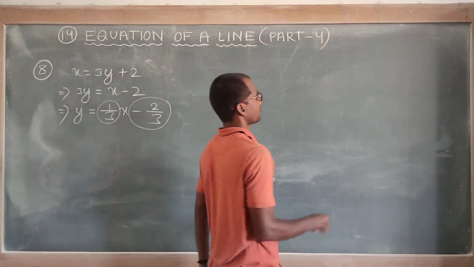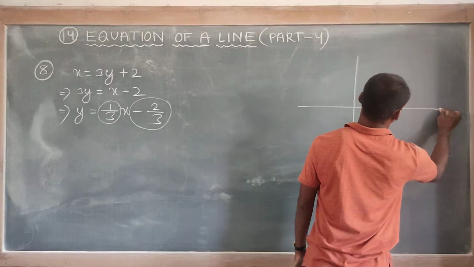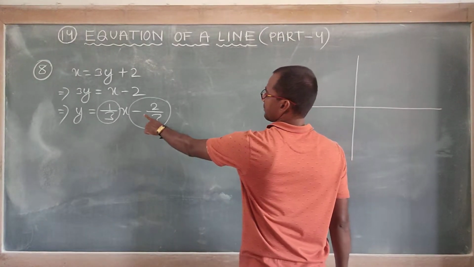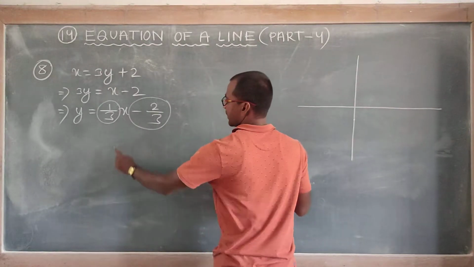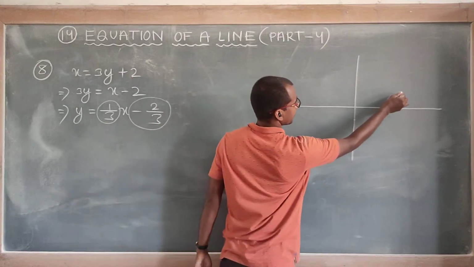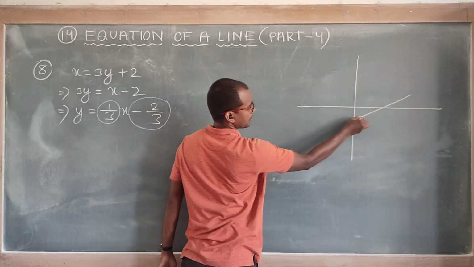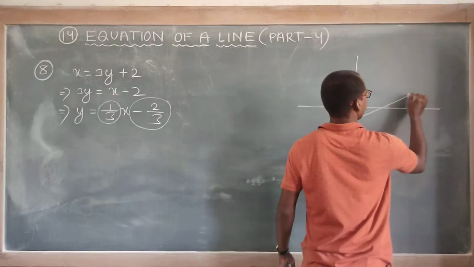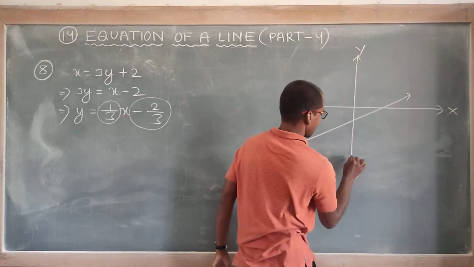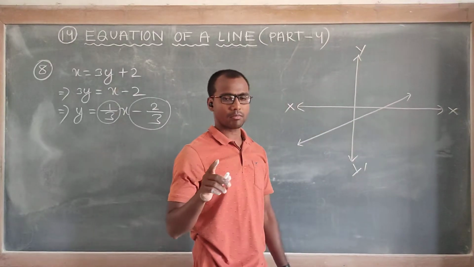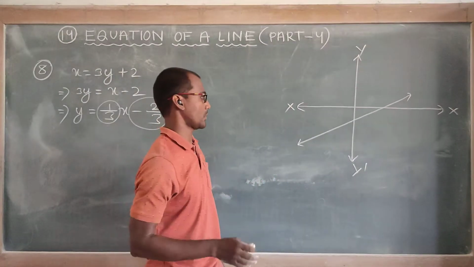So let us draw a rough diagram. Suppose this is the y axis, this is the x axis. Minus 2 by 3 will be somewhere here, below the origin. And slope is positive 1 by 3, which means the line is moving up like this. This is the x axis. Understanding the question is very important. Without a diagram you cannot understand the question. So always draw a diagram like this to understand for yourself.